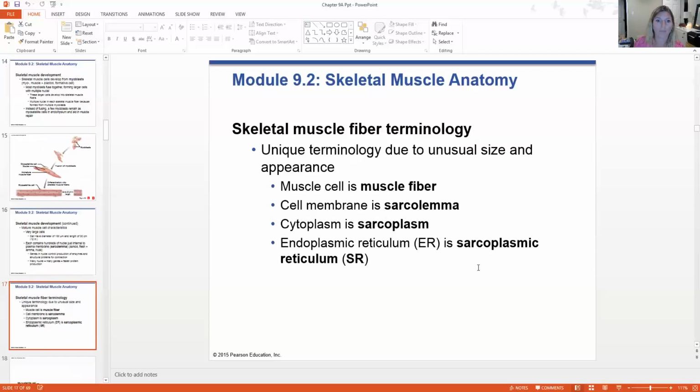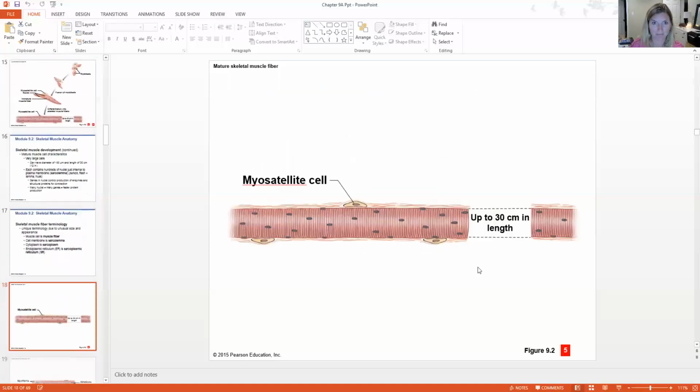And there we go. Other terms referring to muscle fibers: as I said, muscle fibers and muscle cells are the same thing. The cell membrane is the sarcolemma. The cytoplasm is the sarcoplasm. And the endoplasmic reticulum is the sarcoplasmic reticulum, or SR. So there are those specialized terms related to muscle fibers.